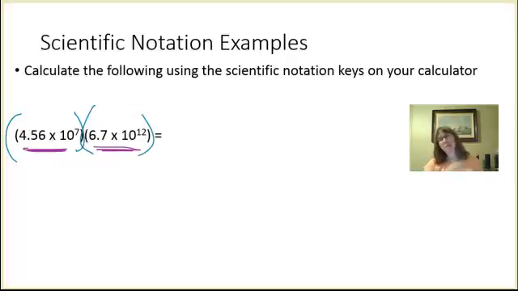Now, if you see 2 or 3 or 4 numbers strung up in parentheses like that, what we call the order of operation, or the mathematical operation that I need you to do, is multiplication. So let's take a look at how we would do this.